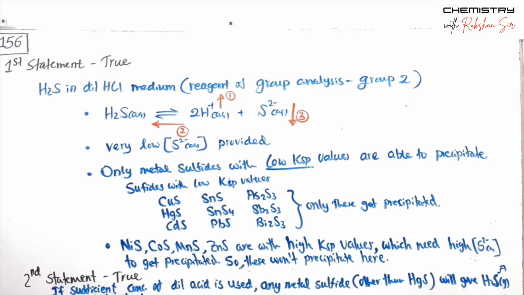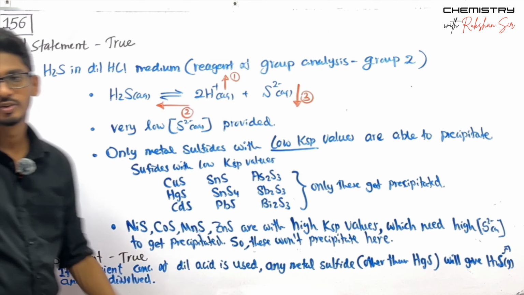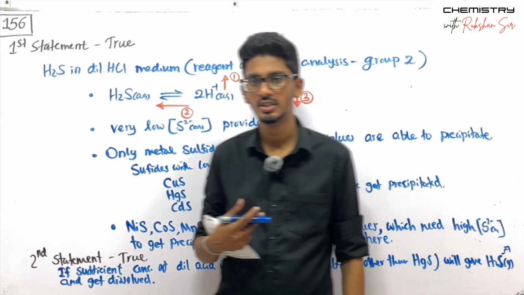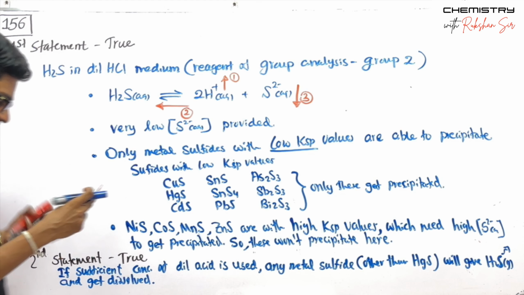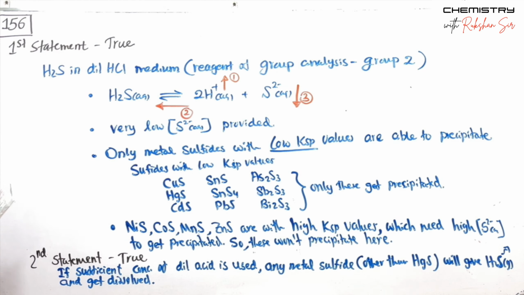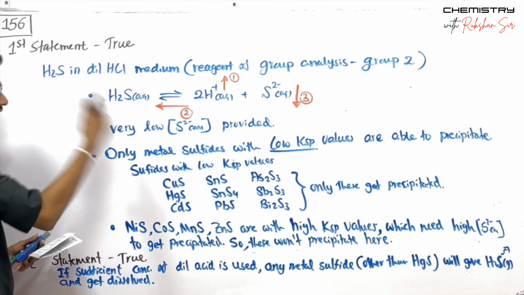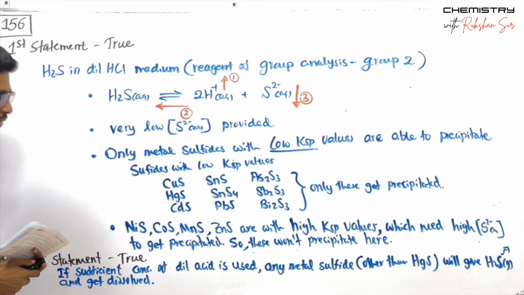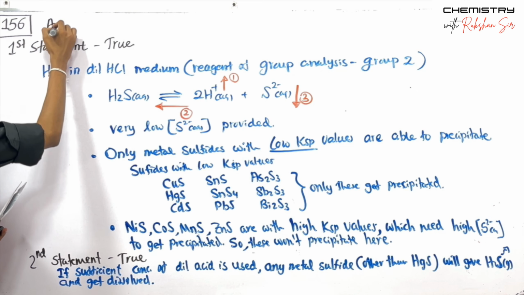Nickel sulfide with HCl gives nickel chloride and H2S, right? So the statement that nickel sulfide is readily soluble in HCl is true. Both are true, but the second statement won't explain the first one. This is some other case, providing some low amount of sulfides, some normal stuff. So the answer can be taken as 2.